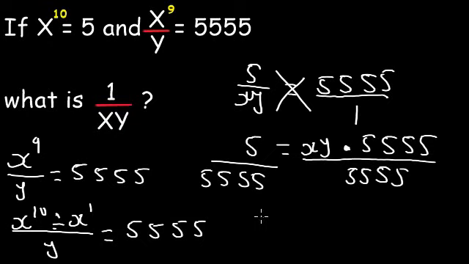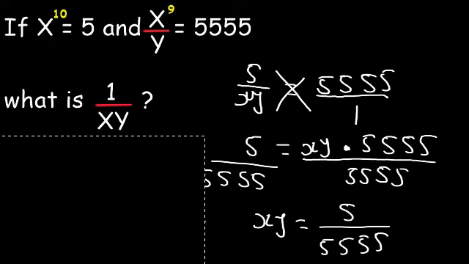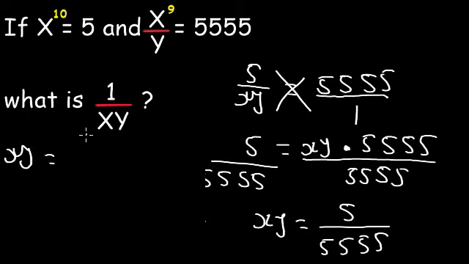So right now it turns out that xy will be equal to 5 over 5,555. But don't forget, our main goal is to have 1 over xy. So what are we to do at this point? What I'm going to do right now is just find the reciprocal of x times y. The reciprocal of xy is simply equal to 1 over xy.